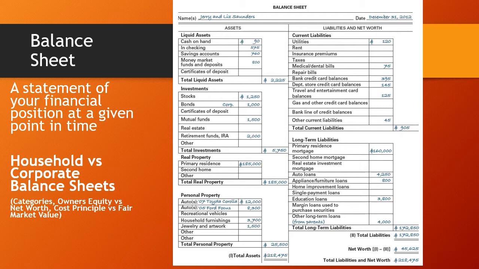But that's fine. You would just fill it in, and you can make mistakes on these, and then you have to go back and correct them. Medical and dental bills they have coming up over the next year, they think will be $75. They don't expect any repair bills. They have bank and credit card balances, department credit card balances, travel and entertainment card balances. Just remember those. We're going to come back to them and we'll talk about it. Gas and other credit card balances. Same thing for that one. Bank line of credit balances and other current liabilities.